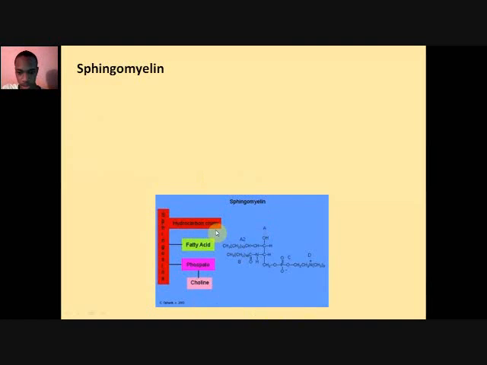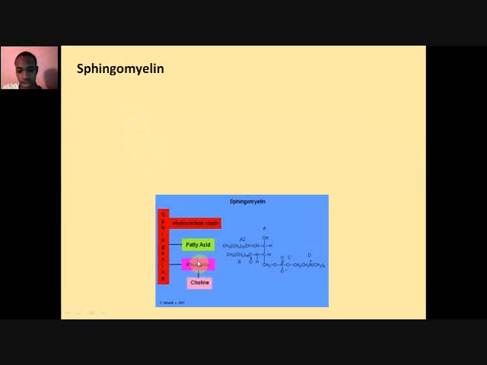Sphingomyelin, we have a molecule here. We have a sphingosine backbone in red. Remember in the second carbon we said a fatty acid is attached to the NH2 of the backbone, making it a ceramide. But on the third carbon we have phosphate and choline attached. When we have a phosphate and choline attached, we have sphingomyelin.